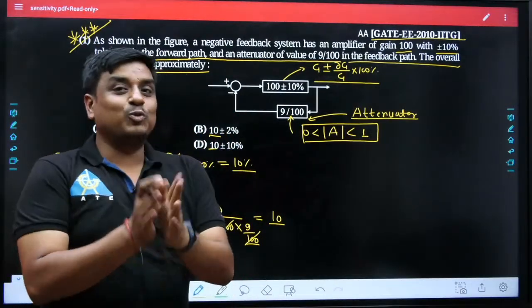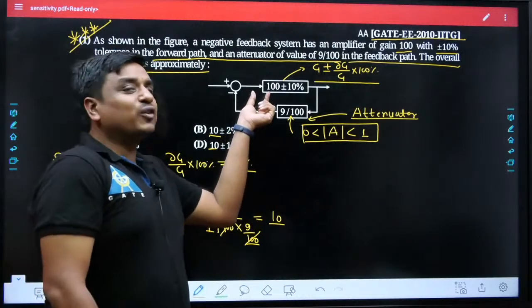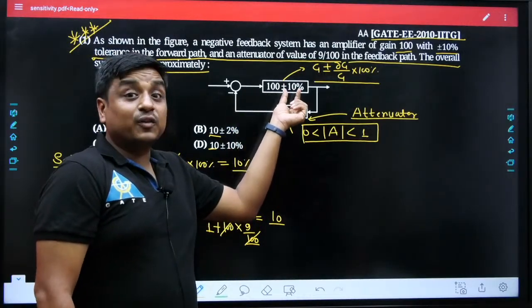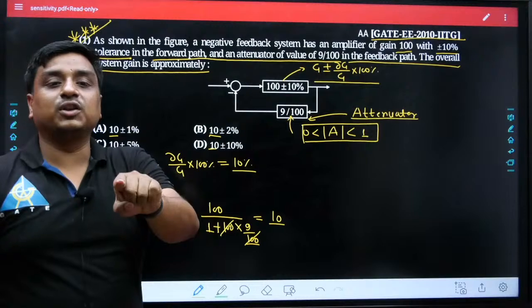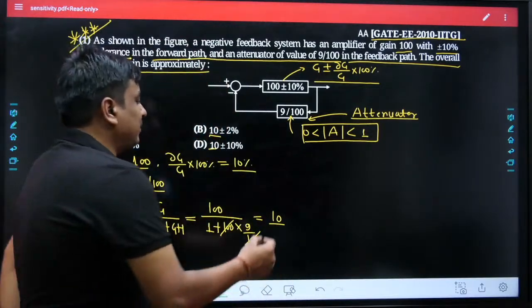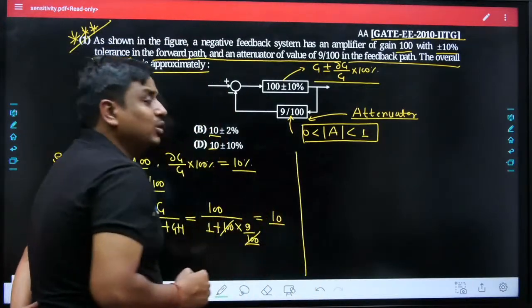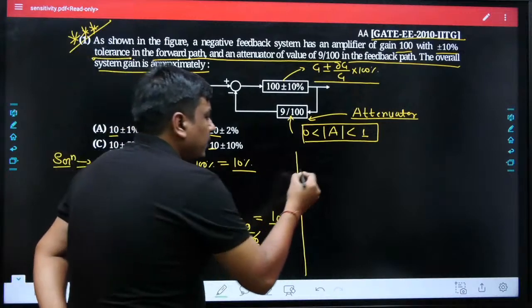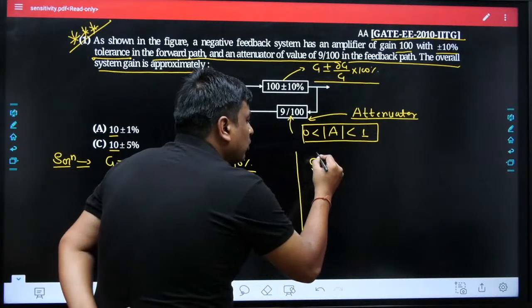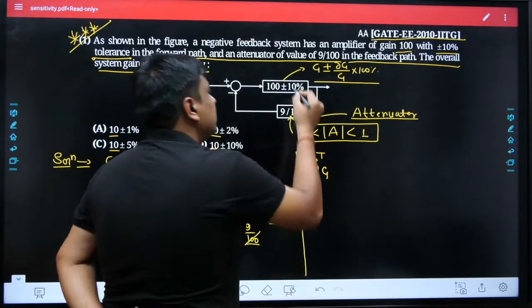But still there would be a certain tolerance. Why? Because G is not fixed at 100. It has a tolerance of 10%, and hence you would have tolerance over the transfer function also. So let me calculate that also. But how will you do that? See, recall the sensitivity of the closed loop transfer function because of a change in G.